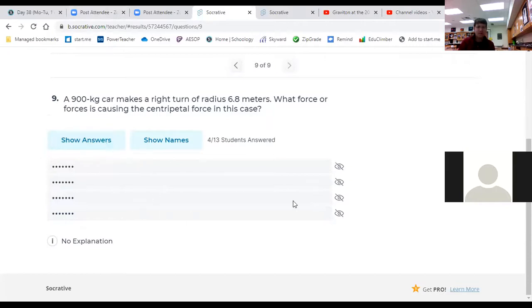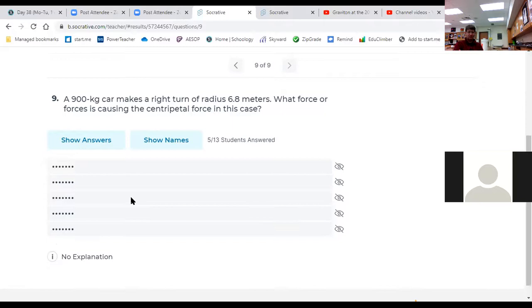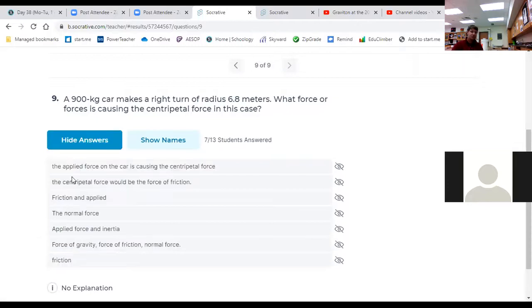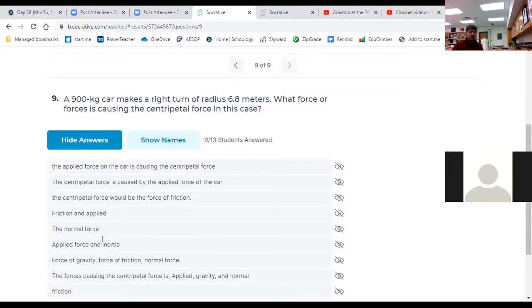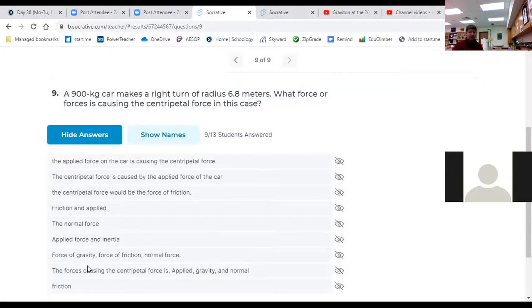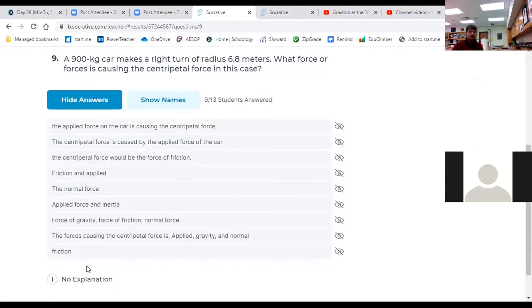See what we got so far. If you haven't put something in, just give me your best guess. Applied force of the car, friction and applied, normal, applied and inertia, force of gravity, force of friction, normal force.